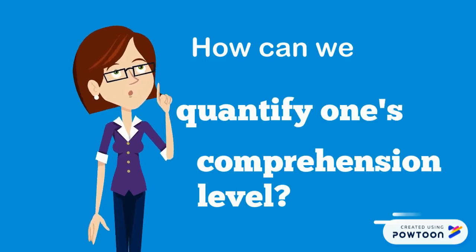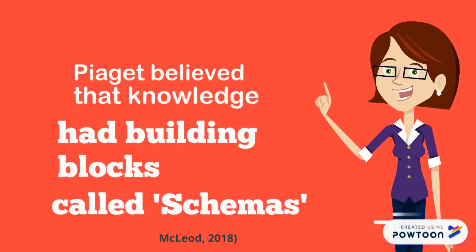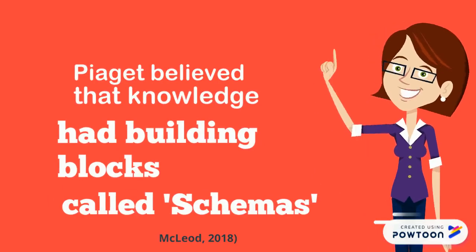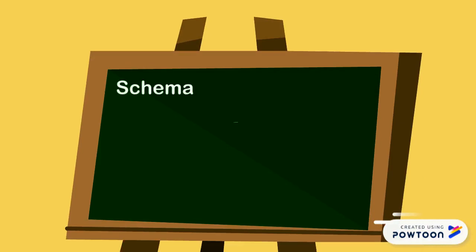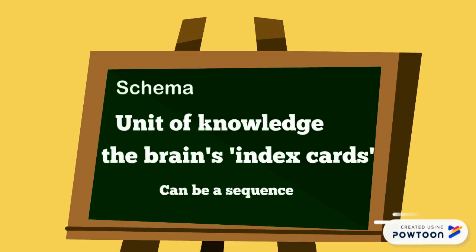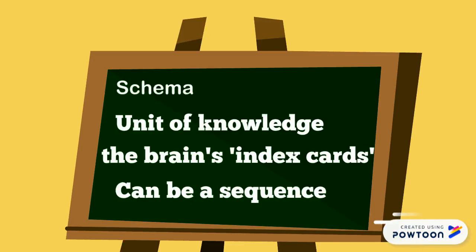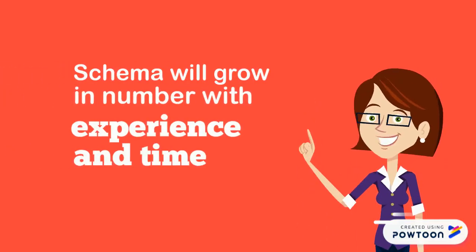Do you remember how I mentioned schema? Well, those are the building blocks of our knowledge. It could be a sequence, like how to ride a bike, or something complex, like knitting. It's like our brain's index cards. Our schema will grow in number, with experience, and with time.